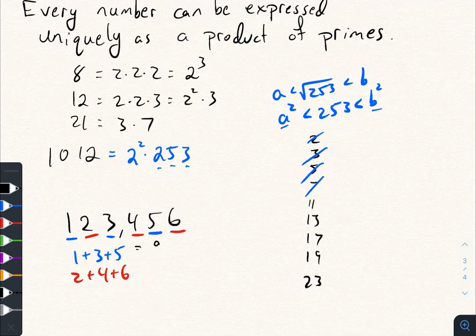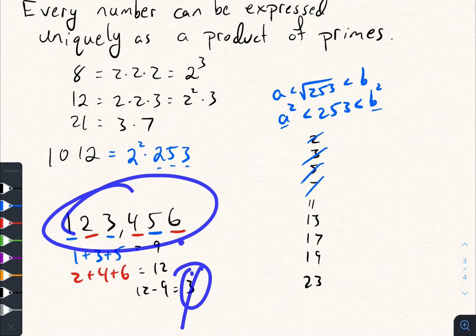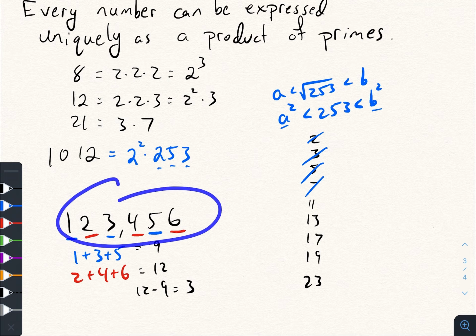So the blue numbers add up to 9, and the red numbers add up to 12. And if I subtract those two numbers from each other, I get 3. And if this number is divisible by 11, then the original number is divisible by 11, and vice versa. If it's not divisible by 11, which 3 is not, then the original number is not divisible by 11. So this number is not divisible by 11, right? So if we got 22 right here, or 11, or even 0, then this number would be divisible by 11.